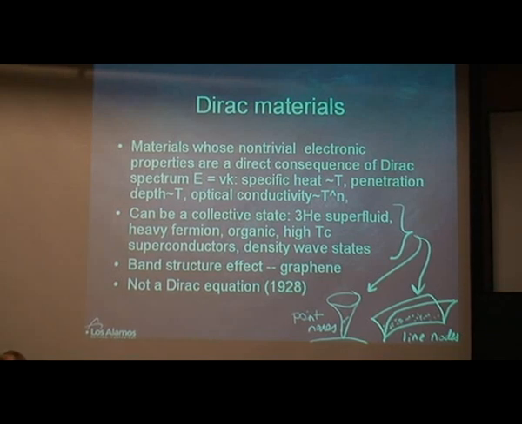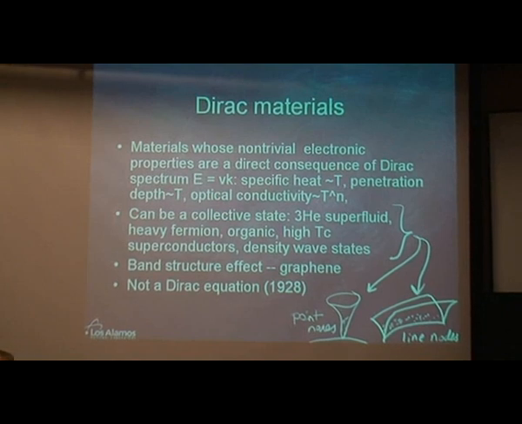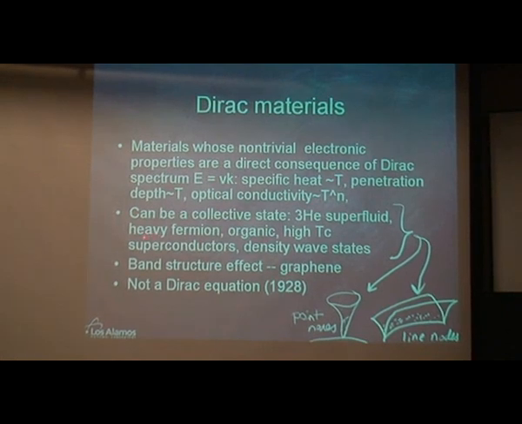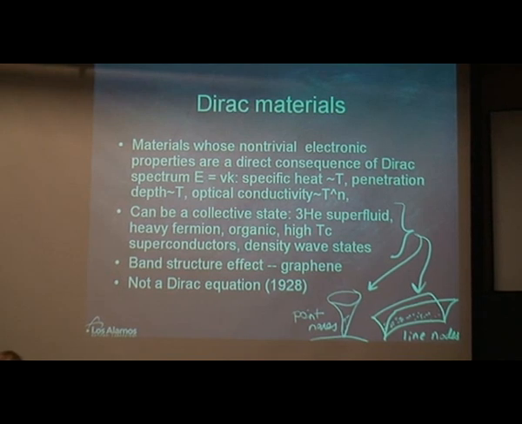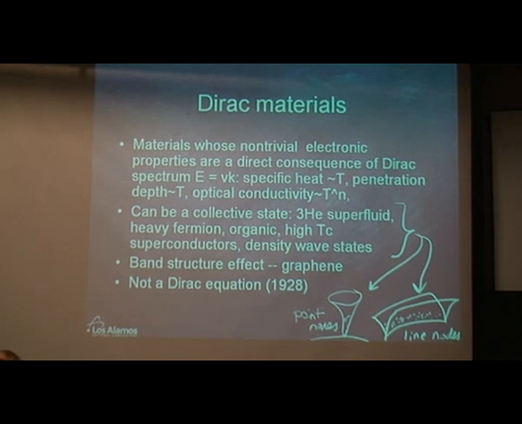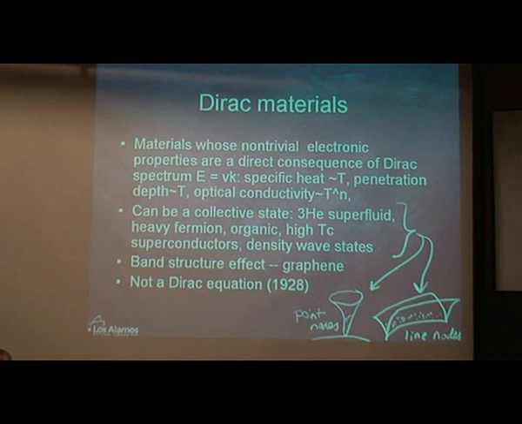In the gap, in the vicinity of these points, you have this very rapidly shrinking phase space for excitations. Another way to design it, or basically people do talk about the unconventional superconductivity, say in heavy fermions or in high temperature superconductors. There are some density waves that could have nodes.